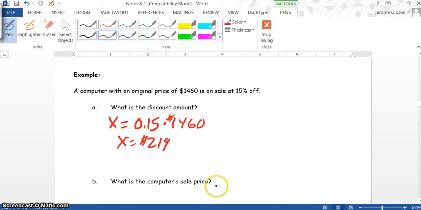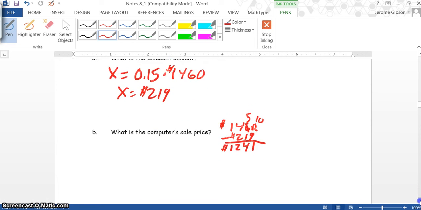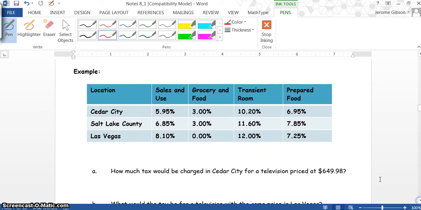Now we want to know what the computer sale price is. So we would take the original cost of the computer minus the discount. We would subtract. So we have to borrow 1 from this 6. Make this 0, 10. 10 minus 9 is 1. 5 minus 1 is 4. 4 minus 2 is 2. Then we bring down our 1. So it's $1,241. That's the computer sales price.